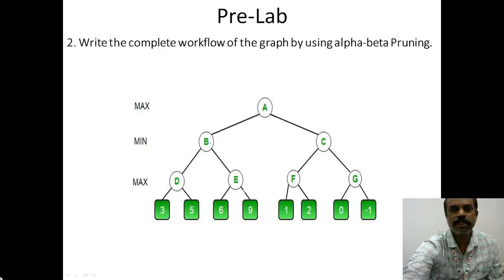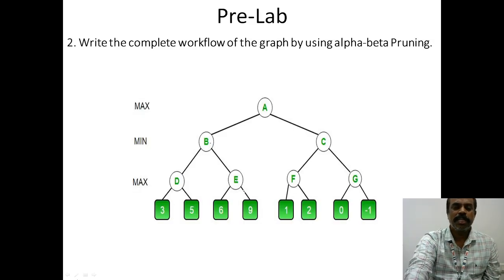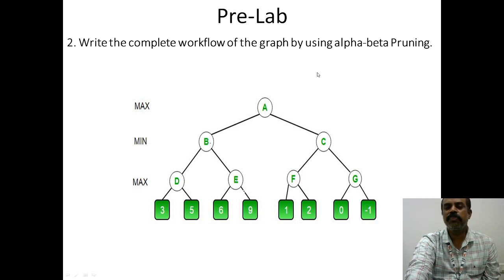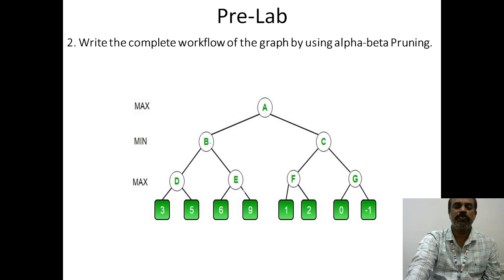So based on this alpha beta pruning, the second pre-lab asks for the complete workflow of the graph using alpha beta pruning. So these are the two pre-labs which you need to do before you step into lab 5.